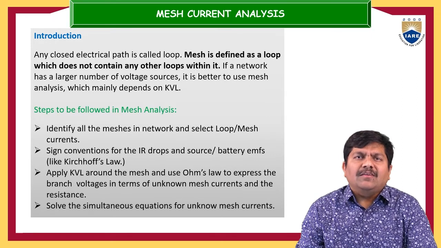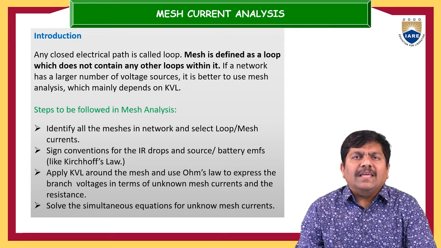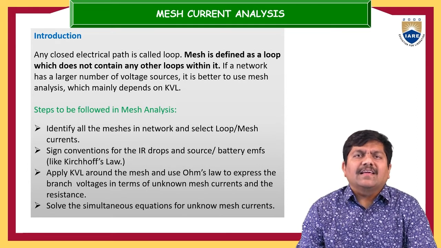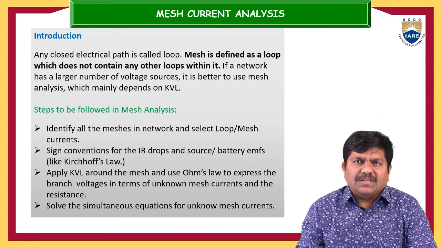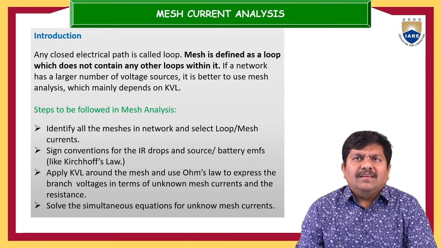So by having the knowledge of the difference between mesh and loop, we can go for earmarking the number of meshes in the electrical circuit. So that is the first step. The second step is sign conventions of IR drops.